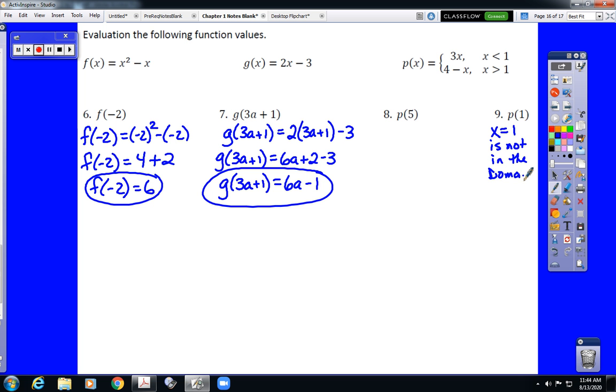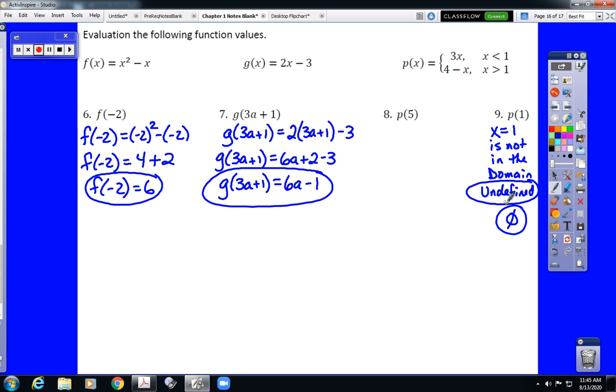Which means there is no answer to that question. It is undefined. Okay? You could also say it doesn't exist with the empty set symbol. I would accept either one of those. You could also say no solution. I would accept that, although undefined and empty set would be the better notational answers.